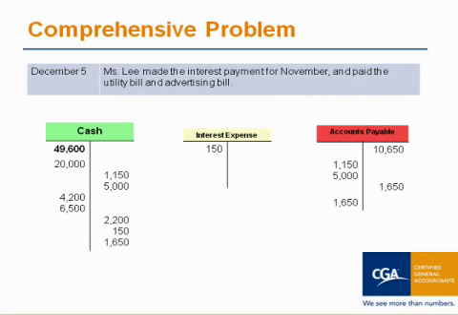She's also at the same time paying for the utility and the advertising bills for November. So we will debit accounts payable and reduce the carrying value of that liability account by $1,650. And we'll also reduce our cash account by $1,650 to recognize that the cash has gone out.